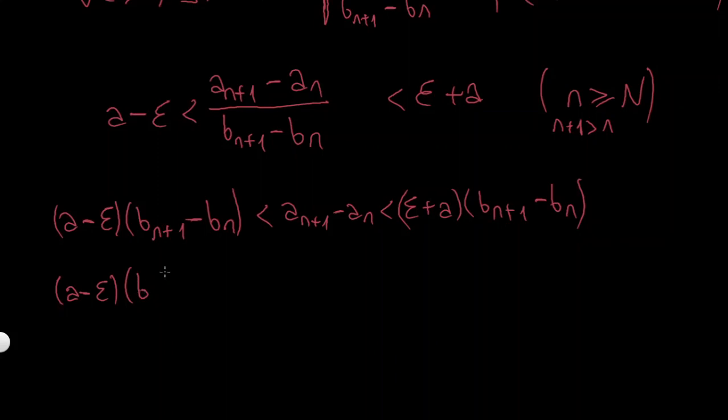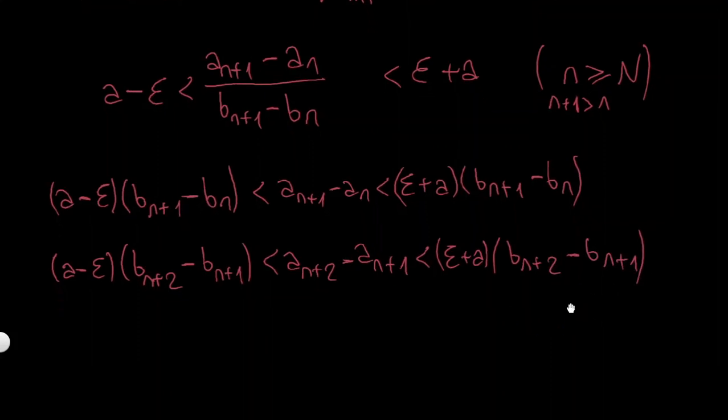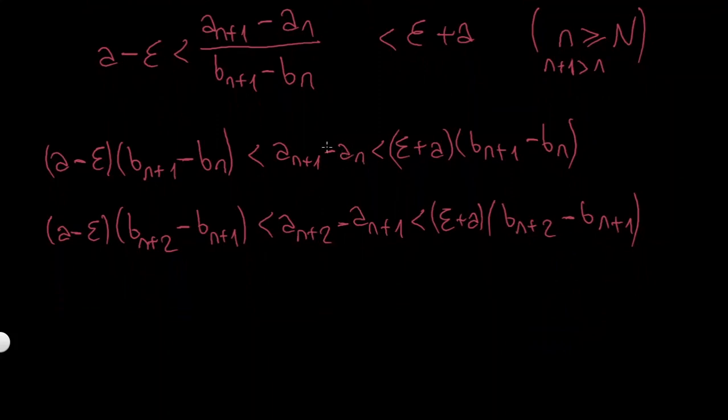So if I put n equal to n plus 1, it's going to be b_{n+2} minus b_{n+1}. We are doing the same here, a_{n+1} less than epsilon plus a. So why did we do this? Basically, I want to get far from this a_n.